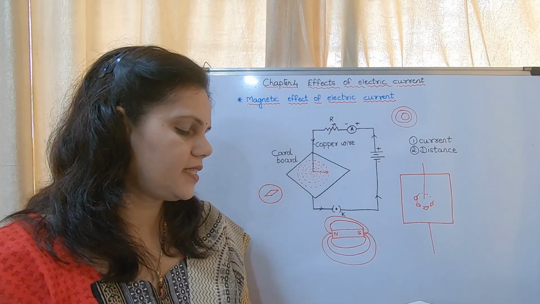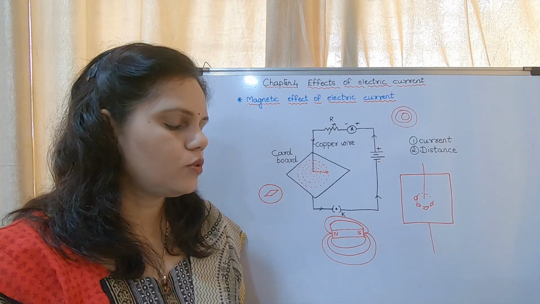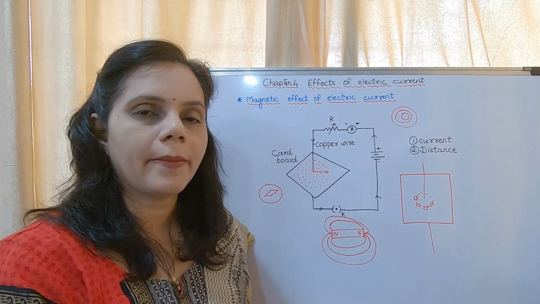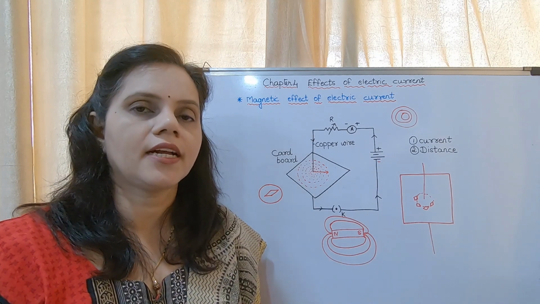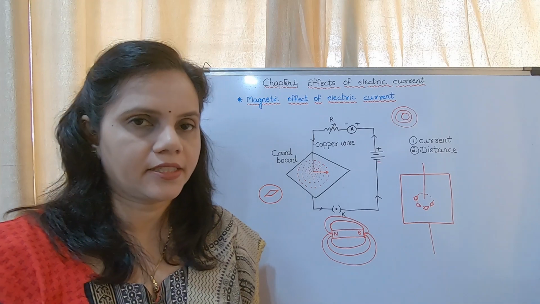The iron filings arrange themselves in a circular manner. So, why do they get arranged? It is due to the magnetic effect of electric current. So this is about the magnetic effect of electric current.